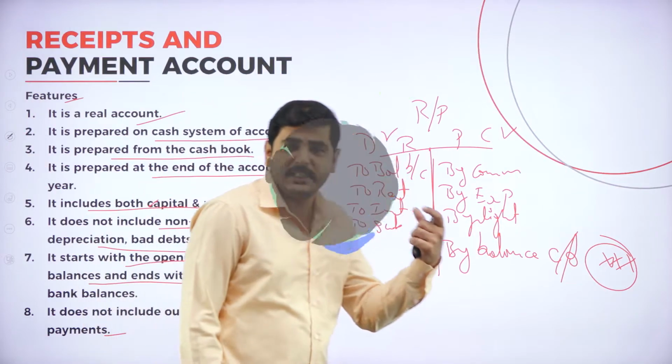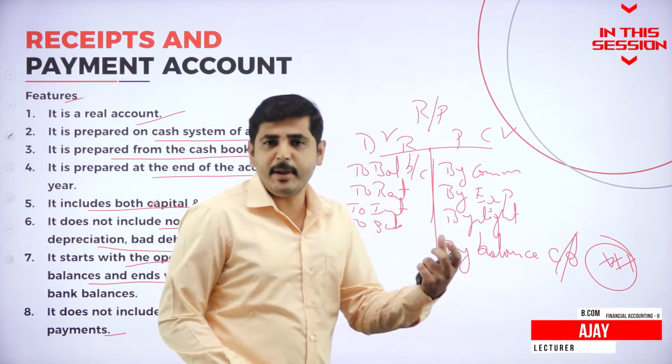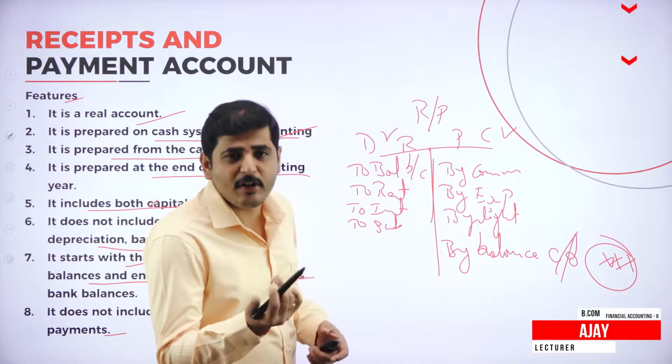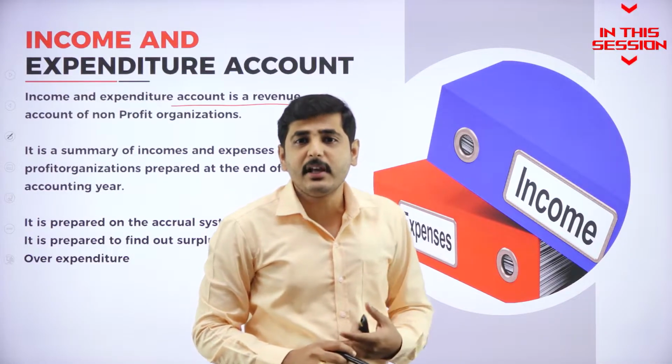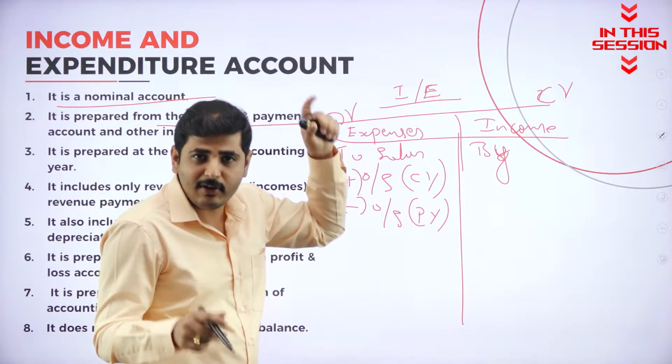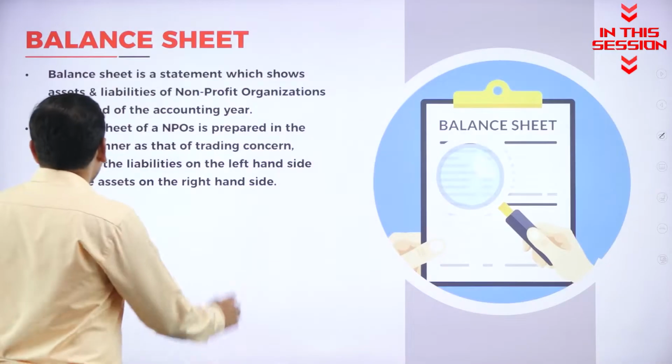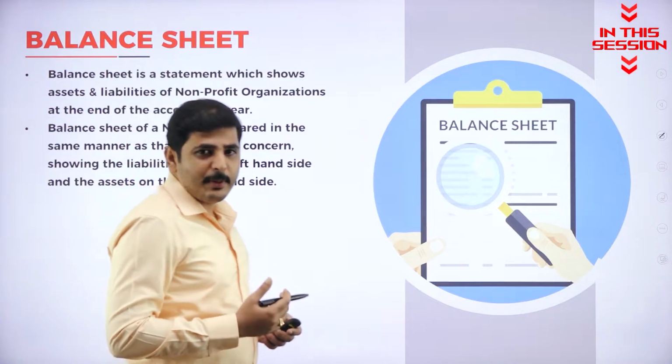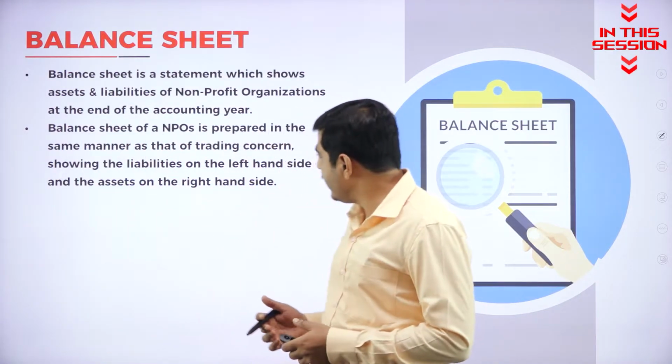We have not received some amount, outstanding payment, for example, rent payable not paid, and why we have to prepare the income and expenditure account. We paid previous year advance, paid for utilization of this year, current year. The balance sheet, at the end of the year we have to prepare the balance sheet.